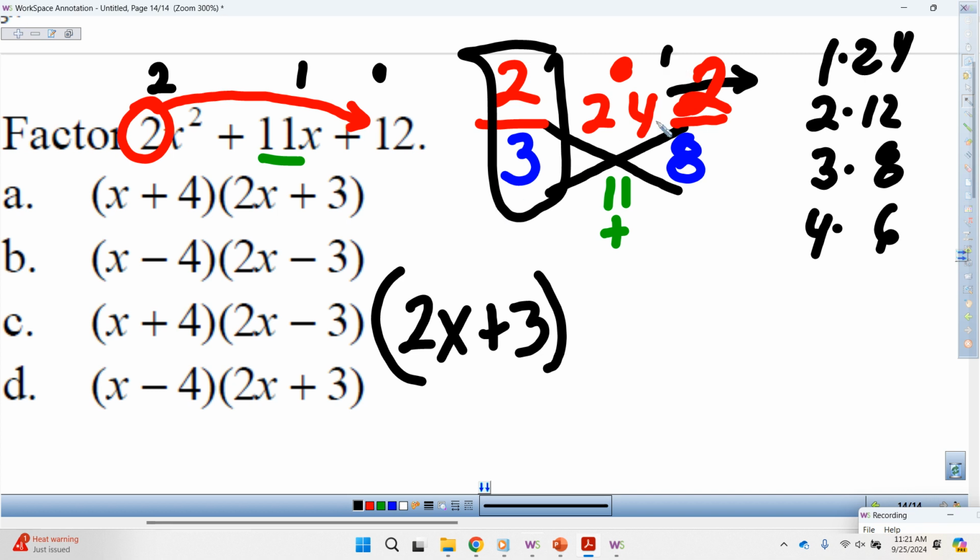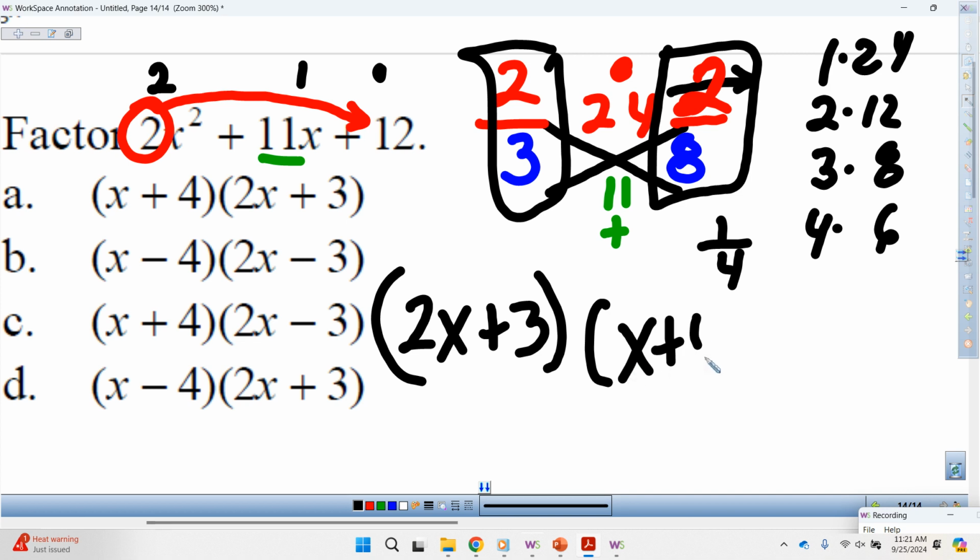How about this fraction? Can we simplify 2/8? Yeah, it becomes what? 1 over 4. So my factor is x plus 4. Answer. Letter A. Letter A.